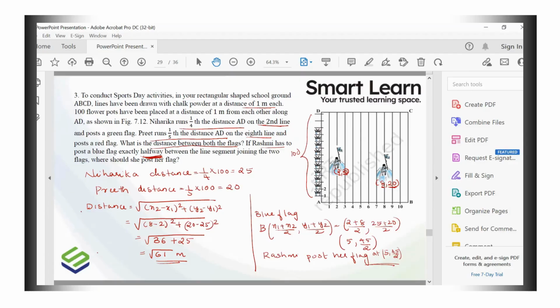That is root of x2 minus x1 the whole square plus y2 minus y1 the whole square. So 8 minus 2 the whole square plus 20 minus 25 the whole square. So it will be root 61.